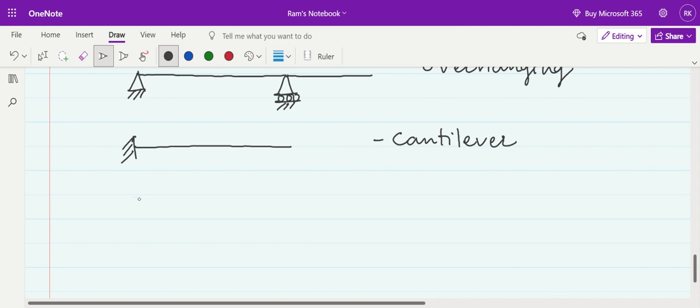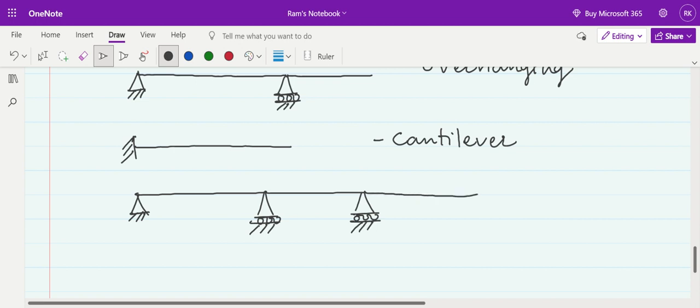No, no, this is not the end. We can have a beam where one end is hinged and the other is roller. One of the ends is roller, and instead of the third end being free, let us say it is also roller or hinged. It may have a fourth end also hinged, so it may be continued like this. This is known as a continuous beam.